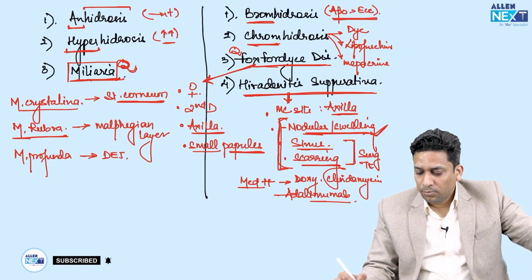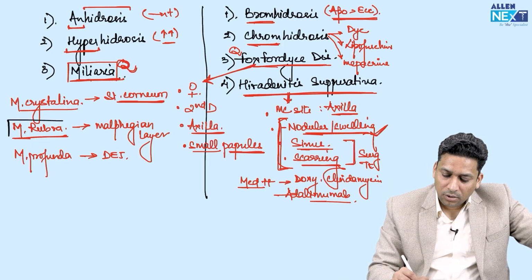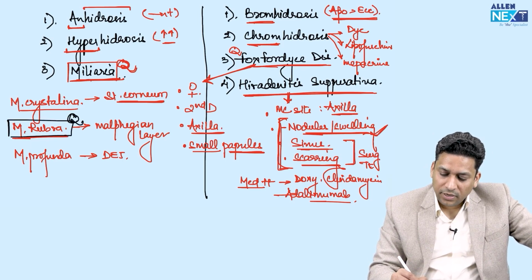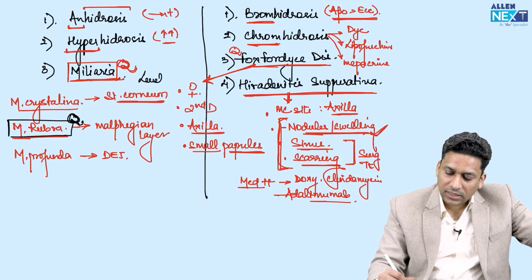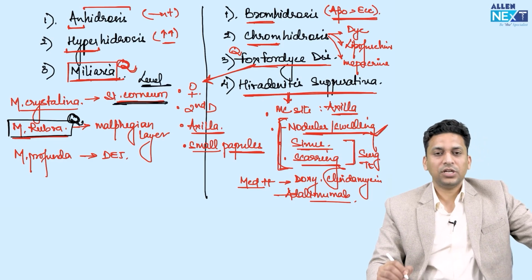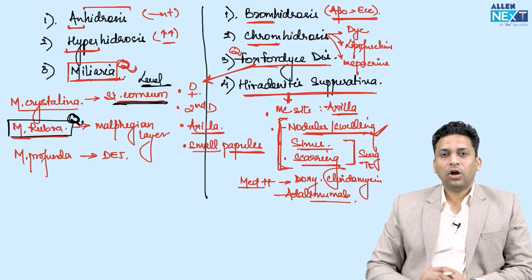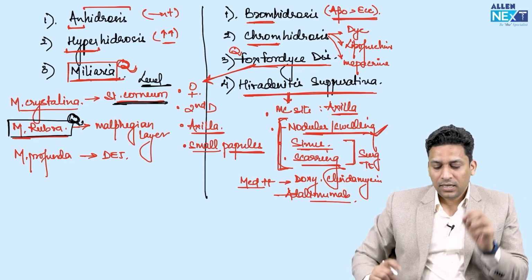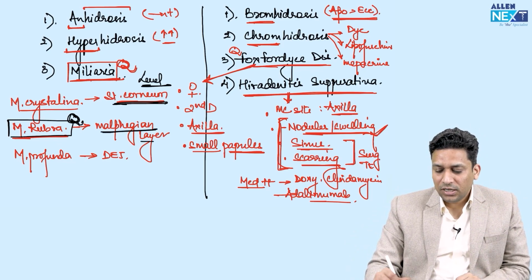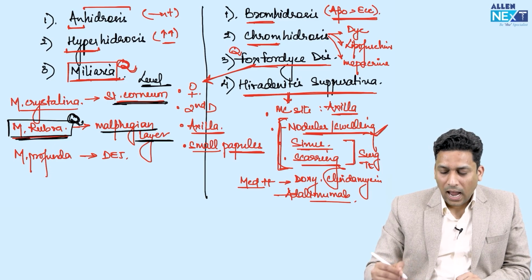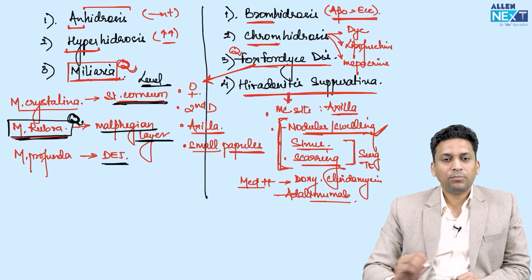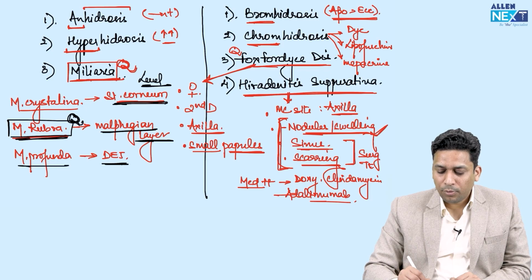Among these, the most common type is miliaria rubra. So if the level of blockage in the eccrine sweat gland is very superficial, at the level of stratum corneum, we call it miliaria crystallina. If it is at the level of Malpighian layer, we call it miliaria rubra. And if it is deeper, at the level of dermoepidermal junction, then we call it miliaria profunda.